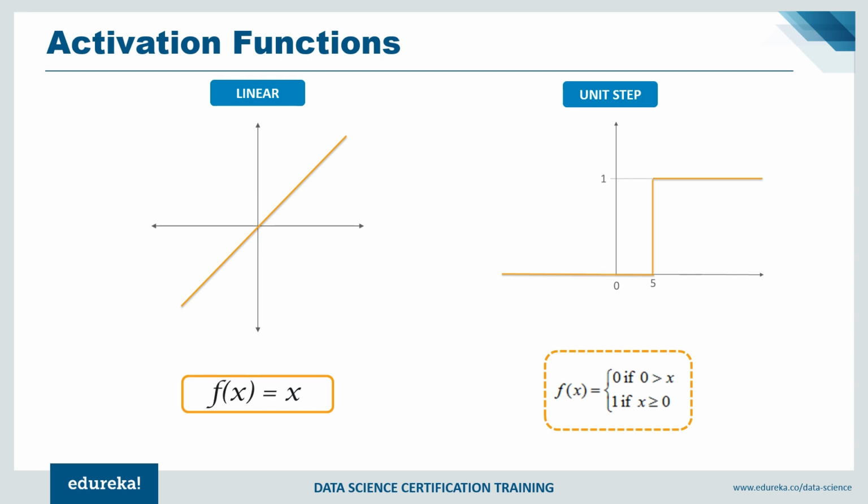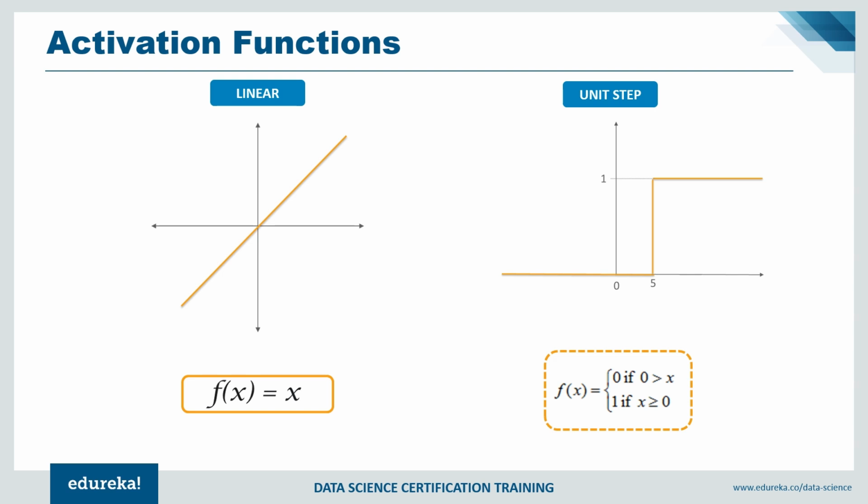Now, next in our list of activation functions, we have unit step. The output of a unit step function is either 1 or 0. Now, it depends on the threshold value we define. A unit step function with a threshold value 5 is shown here. So let's consider x is 5. If the value is less than 5, the output will be 0, whereas if the value is equal to or greater than 5, then the value will be 1.